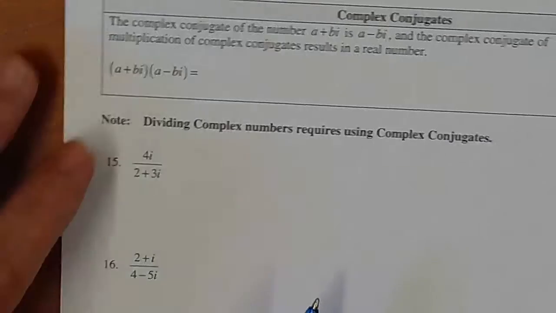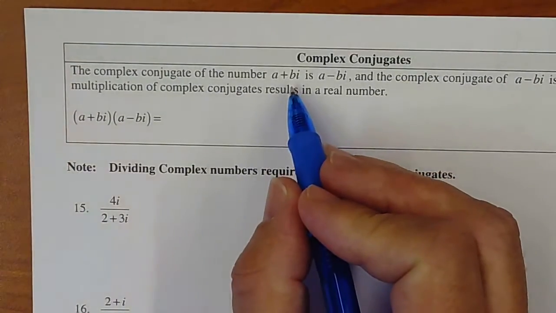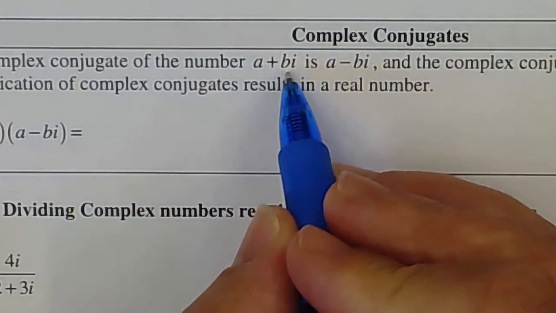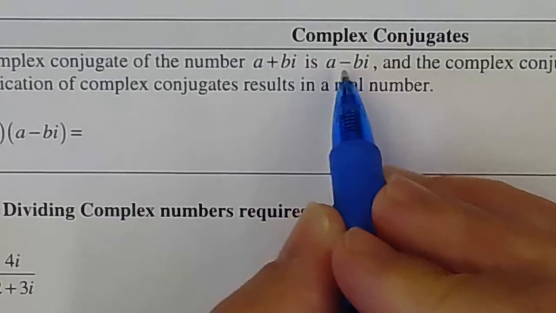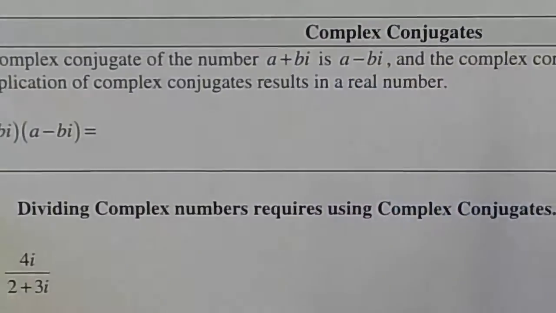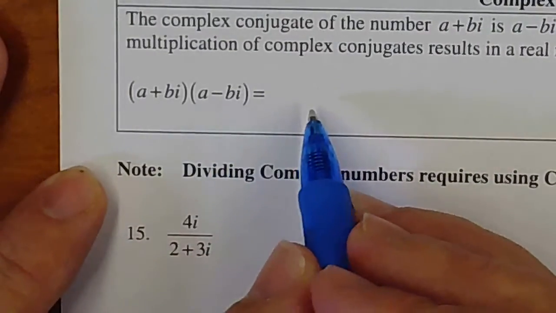All right, complex conjugate. This phrase refers to this relationship right here. If we have a complex number in the form a plus bi, a minus bi is called the complex conjugate. And it just so happens that there's a pattern whenever we multiply them together. And I'm going to show you right here. Go ahead and write this down.